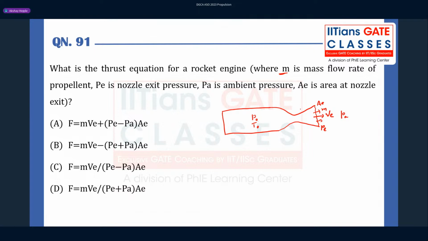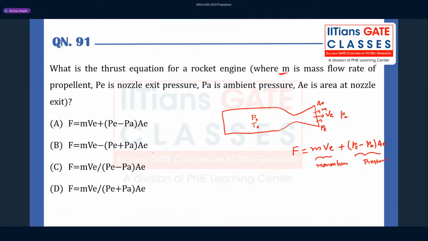We know the thrust produced by the rocket engine. If you do the moving control volume analysis for this, we would get a thrust equation as a momentum thrust plus the pressure thrust. The pressure thrust is due to the differential pressure at the exit plane of the nozzle. So it's a very straightforward question. The total thrust is a combination of momentum plus pressure.